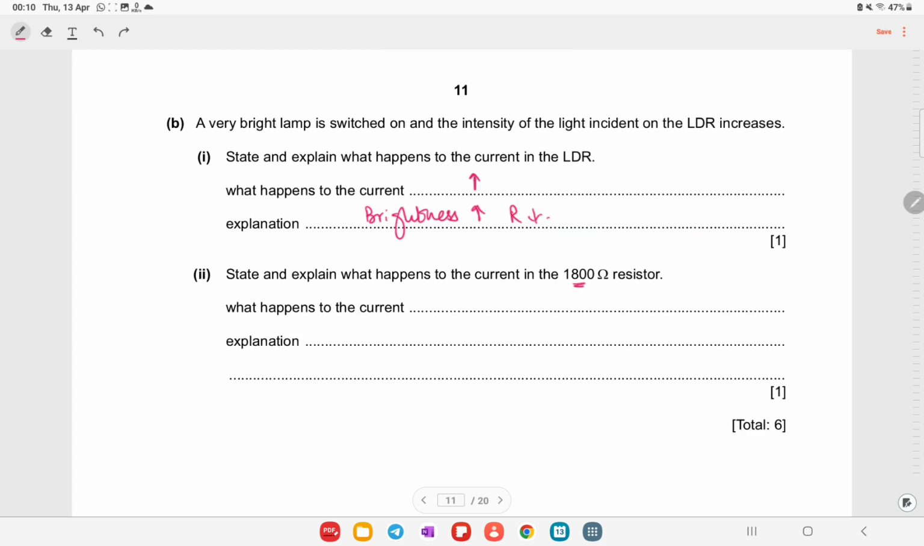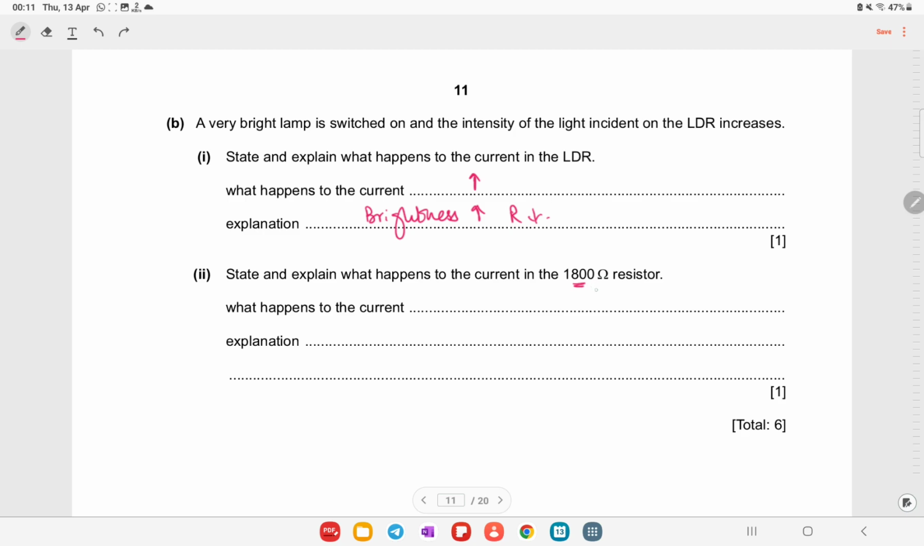A very bright lamp is switched on and the intensity of the light incident on the LDR increases. State and explain what happens to the current in the LDR. The current is going to increase, and the explanation is the function of the LDR: whenever there is an increase in brightness, the resistance decreases and the amount of current increases.